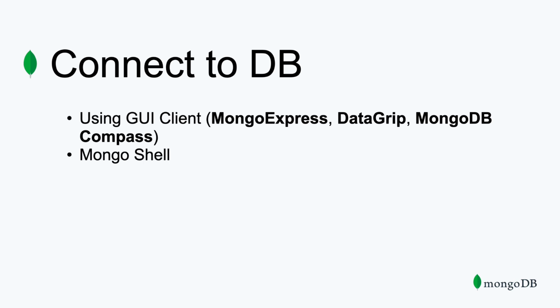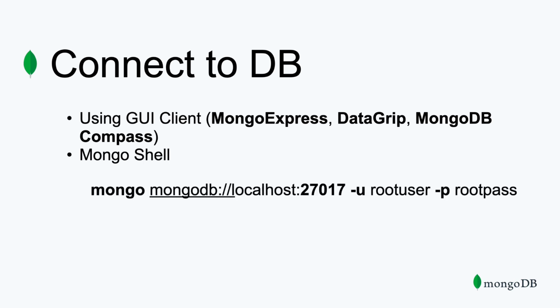Now, to be honest, this is how you're going to learn how to use MongoDB, because here you are actually using raw commands instead of relying on a graphical user interface client. So to connect to the MongoDB database running on Docker, or maybe it's running locally, you can use mongo and then the URL. So mongodb://localhost or whatever host, and then the port, -u for the username, and then -p and then the password. So in our case, root user and root pass.